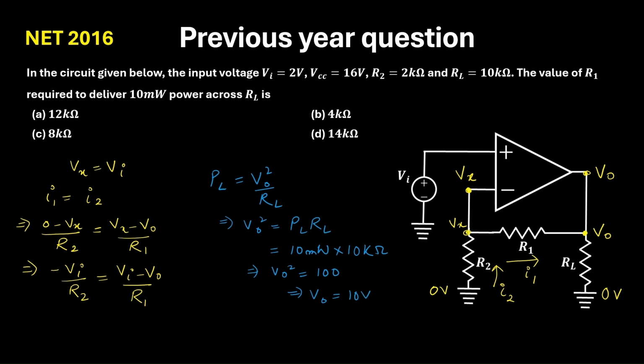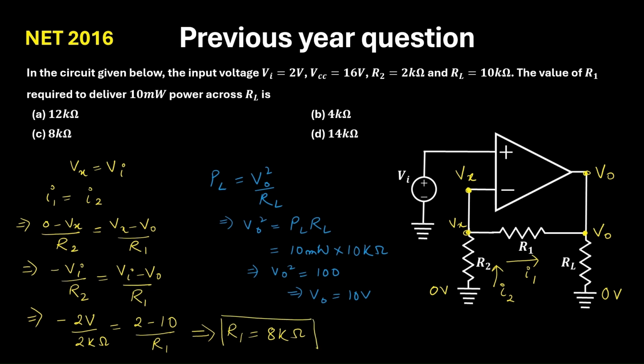So now we can substitute in this expression. Input is how much? 2 volt. R2 is 2 kilo ohm. Then 2 minus 10 divided by R1. Now if you solve this, you'll get R1 is equal to 8 kilo ohm. So this is the answer. So option C.